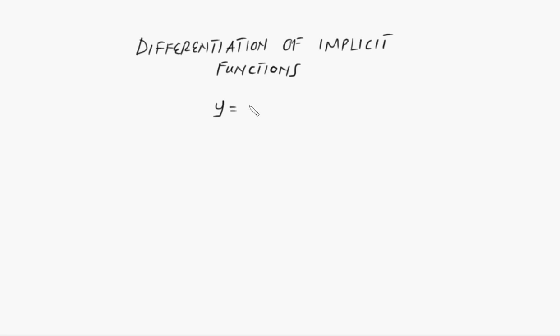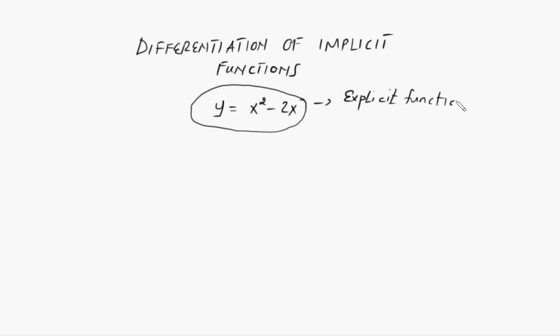Let's say labda y equals x squared minus 2x. The dependent variable y is expressed in terms of the independent variable explicitly. This is an explicit function. Okay? Hii inaitwa explicit function. Yaani ukiangalia tu equation unajua dependent variable ni hile, afu independent variable ni hile.